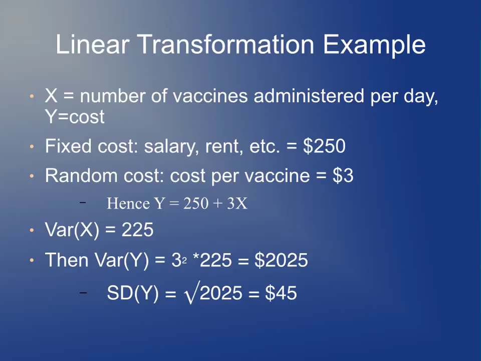So, linear transformation vaccine example again: say you want to find the variance in the cost of vaccines. If we know that the variance in the number of vaccines that is administered is 225, then the variance in the cost would be 3 squared times 225, which is 2025, so the standard deviation of the cost would be the square root of that, or about $45.